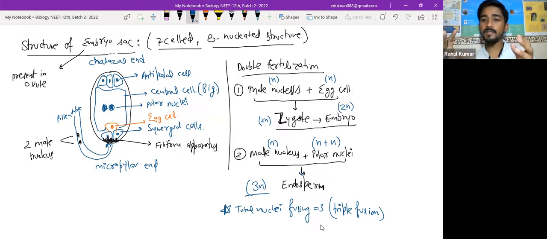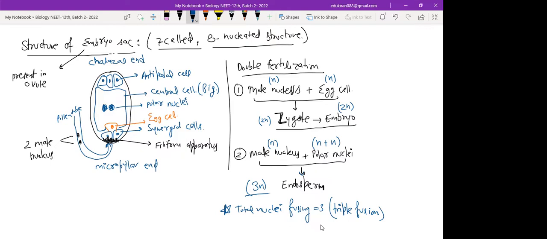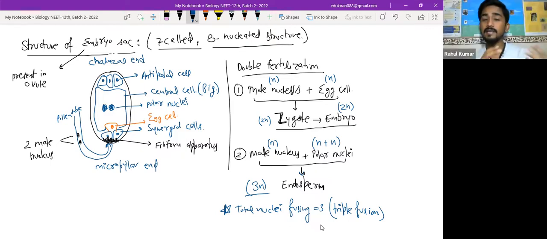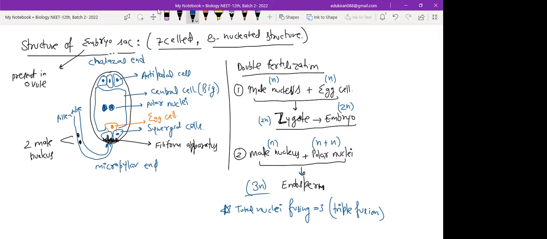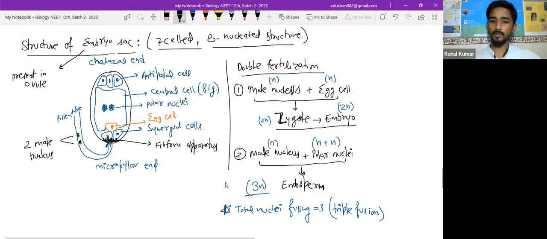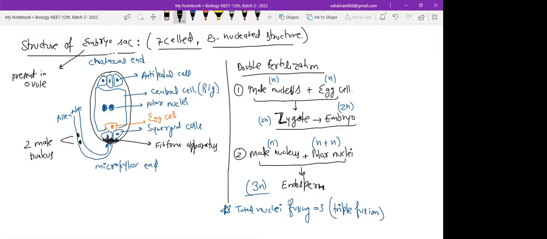And double fertilization is where 2 different fertilization events take place simultaneously in the embryo sac, where one male nucleus fuses with one egg cell, giving rise to a diploid zygote, which will become a diploid embryo, and the other male nucleus fuses with 2 polar nuclei to give rise to a triploid endosperm. Is it clear or not? Yes, sir. Crystal clear, no confusion. You understood what triple fusion is also, right?